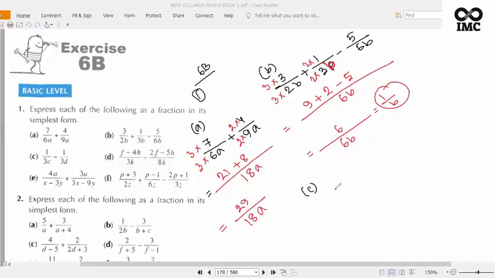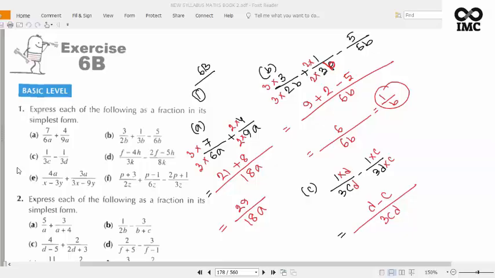Simple answer. Now question number c. 1 by 3c minus 1 by 3d. So what is the LCM? LCM of 3c and 3d will be 3cd. So we'll multiply this one by d and we'll multiply this one by c. So both denominators represent 3cd. Then what will be the numerator? 1 into d minus 1 into c. d minus c by 3cd.